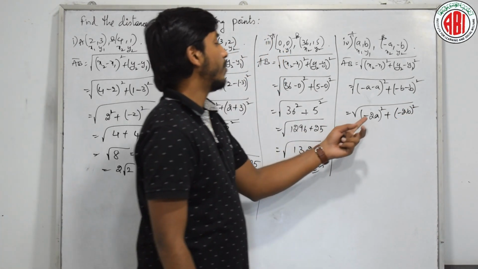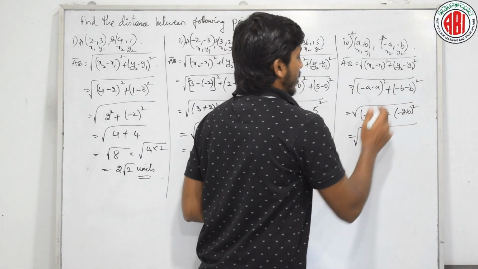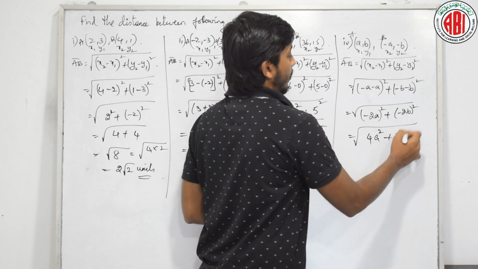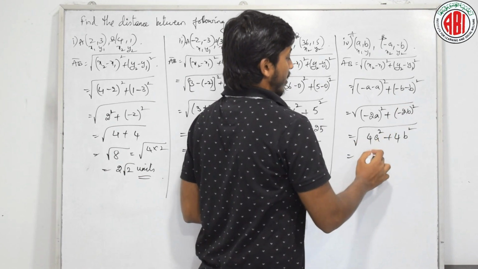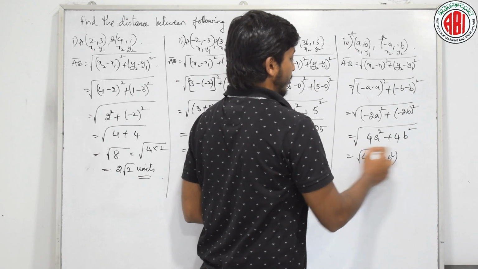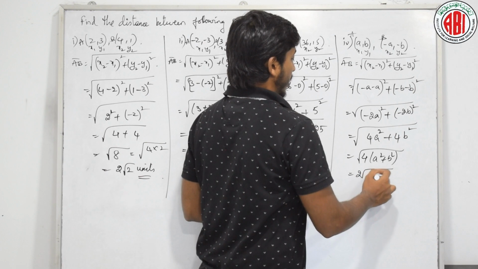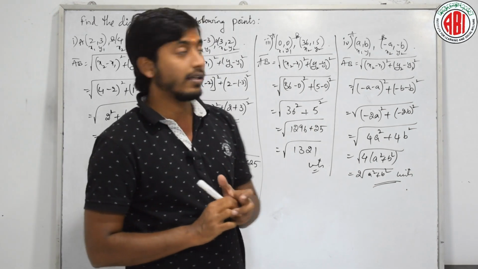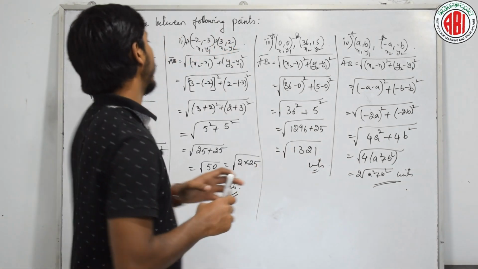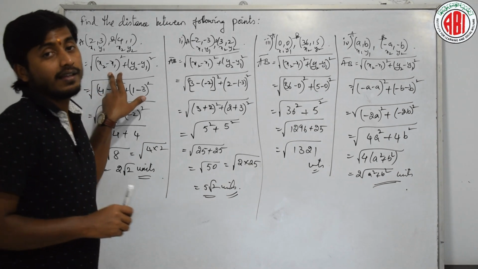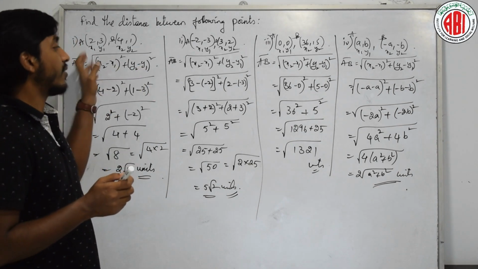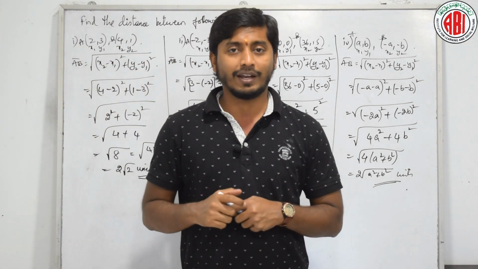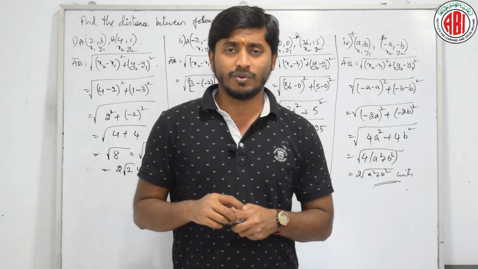Is it okay? Now minus 2 whole square is 4, then a square, plus 4b square. Can I take 4 as common here? Then I will get 4 into a square plus b square, which is equal to 2 into under root a square plus b square units. Is it clear? Did you understand? The only thing is we have to remember this formula: x2 minus x1 whole square plus y2 minus y1 whole square under root. Without that, can we do these problems? No, right? Good.